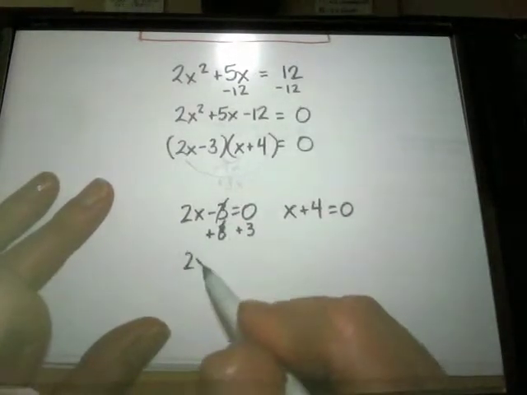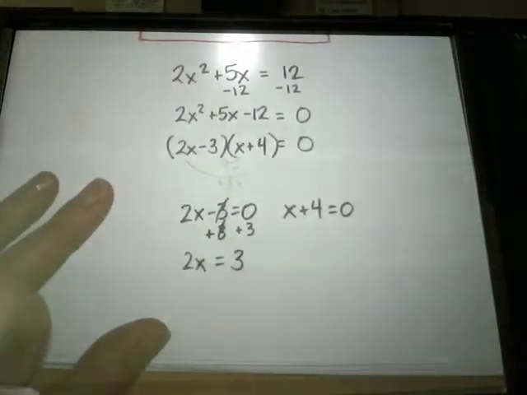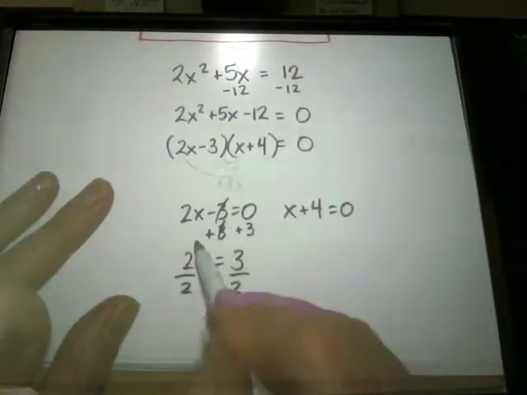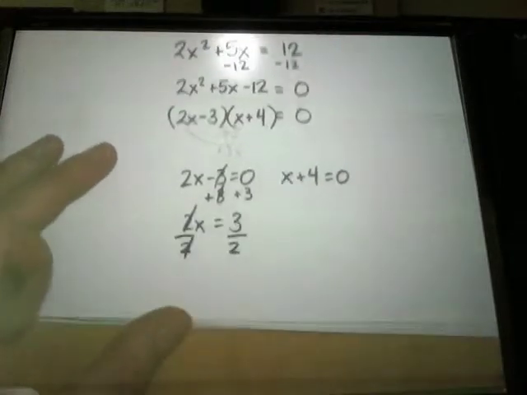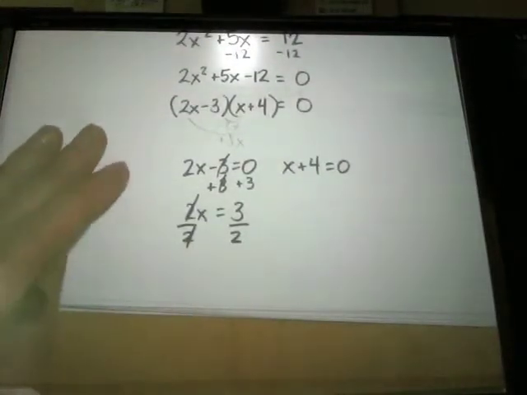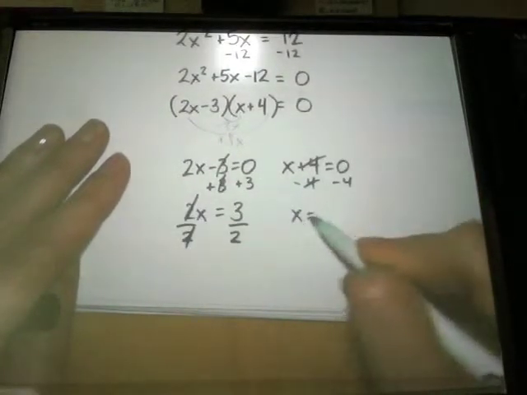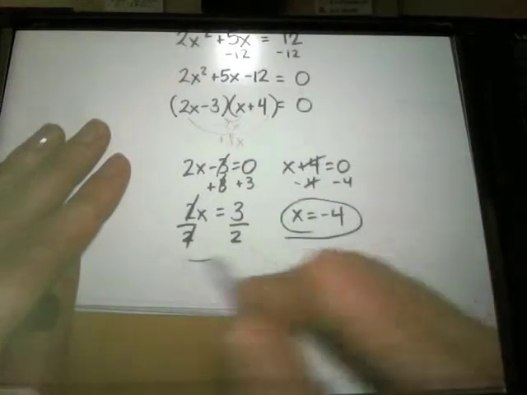Plus 3 on both sides. We leave the variable alone. I'm doing the other part first, so I add 3. Next, that's times 2, so I do the opposite. You can leave it as 3 halves. You can turn it into 1.5. Any of those are fine. On this one, just one step, -4. So 2 possible answers.